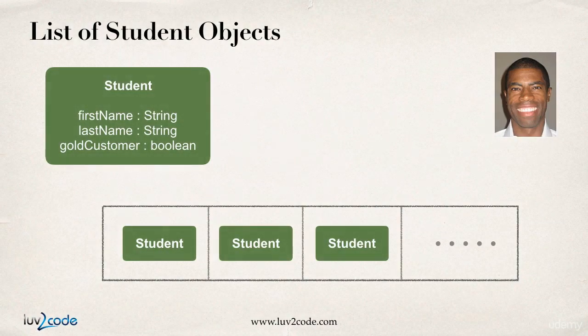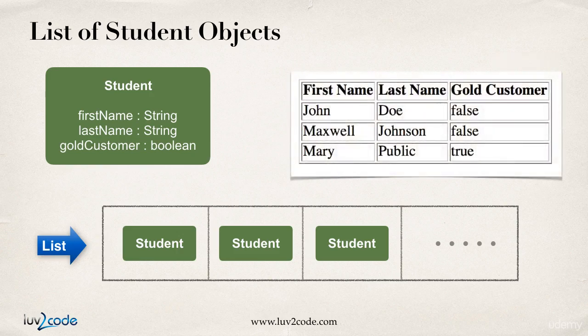So here's the big picture. We're going to have this student object. It's going to have three fields: a first name, last name, and a Boolean field for if it's a gold customer. And then in our JSP, we're going to load up an ArrayList of students, and then we'll loop through those students using the forEach tag, and we'll use that to build up an HTML table. All right, so that's the big idea. That's the big plan. Let's go ahead and start coding.